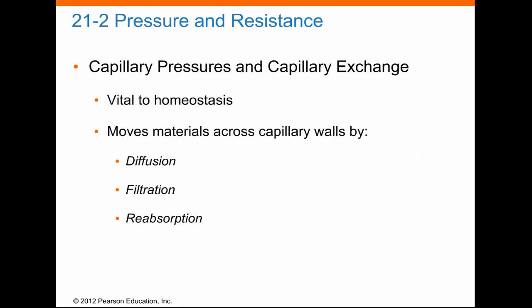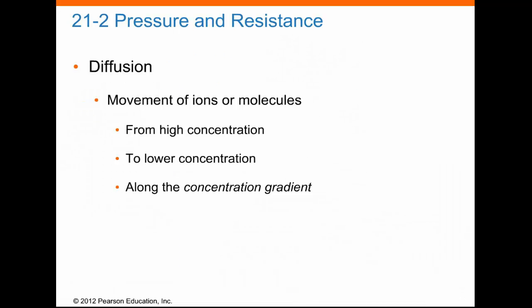Capillary pressure and capillary exchange is vital for homeostasis. It moves materials across the capillary walls by three processes: diffusion, filtration, and reabsorption. So we'll look at these in a bit more detail. Remember that diffusion is the movement of ions or molecules from a high concentration to a low concentration along the concentration gradient. So diffusion relates to ions or molecules moving down the concentration gradient.